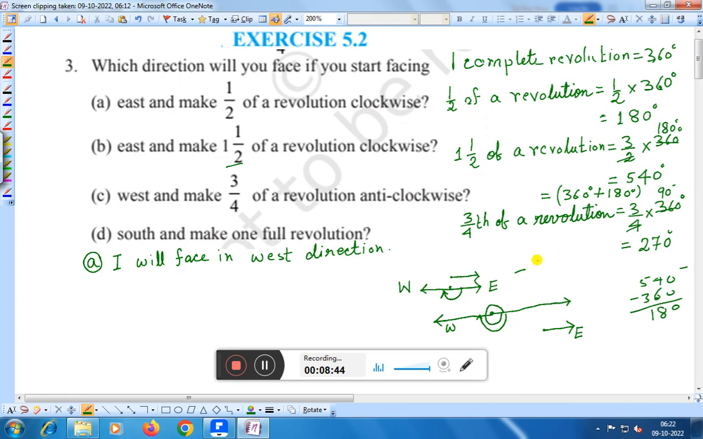Here you see, you are facing east and make 1 and 1 by 2 of revolution. 1 full means 360 plus 180 you can say. So 1 full, that means you are starting from here and goes on, and this is 1 full 360 degree, and also 1 by 2, that is 360 degree plus 180 degree. If you go on 180 degree, we will get here. That means it is the west. Therefore, question number B, I will face in west direction.